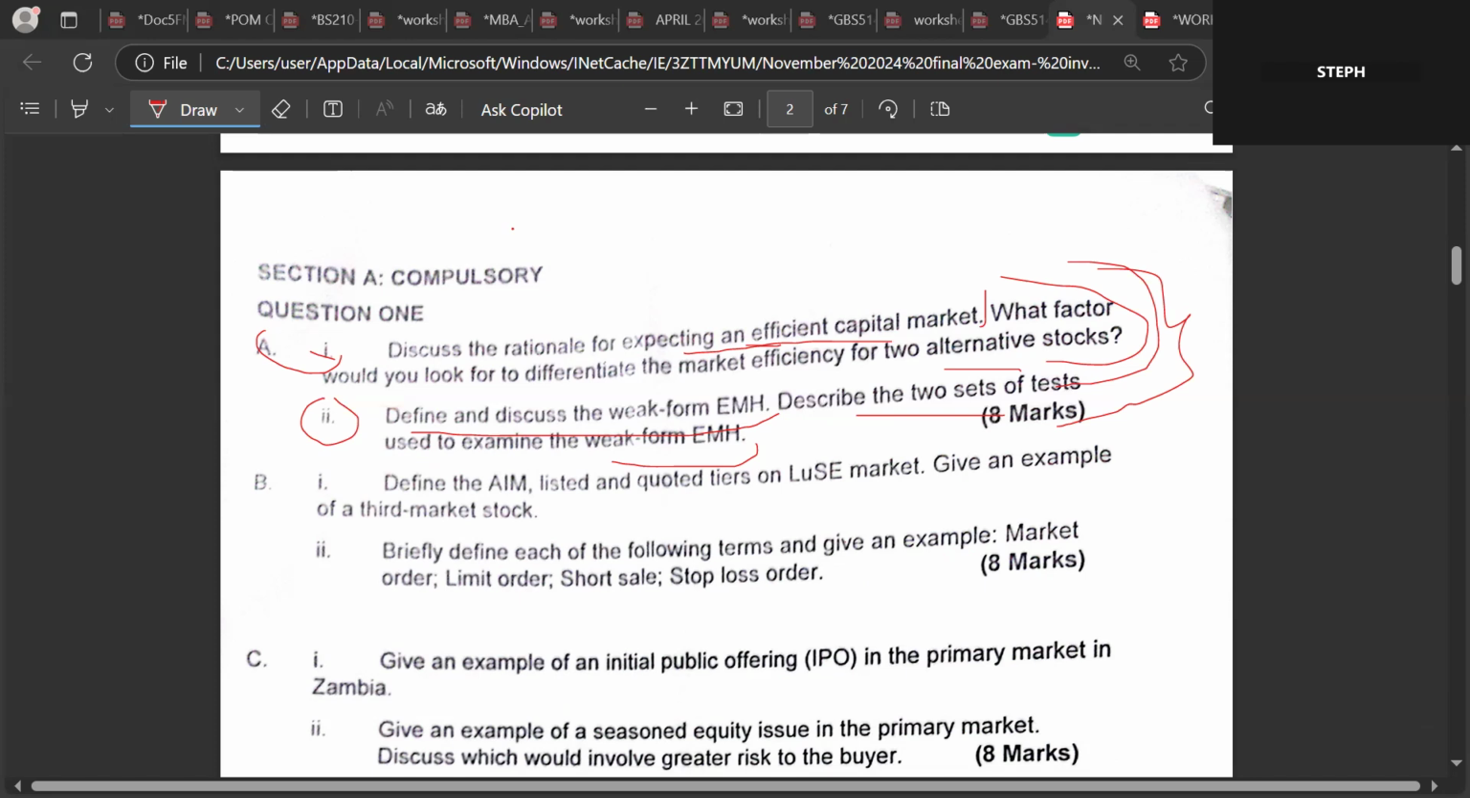Now, having defined it, let's discuss it further. If the markets are efficient, then looking at trends, cycles, and patterns in history will offer no advantage in predicting future price movements. And as a result, you cannot use technical trading in evaluating these prices. The next part of the question asks us to describe two sets of tests that are used to examine this. Namely, we use our autocorrelation test.